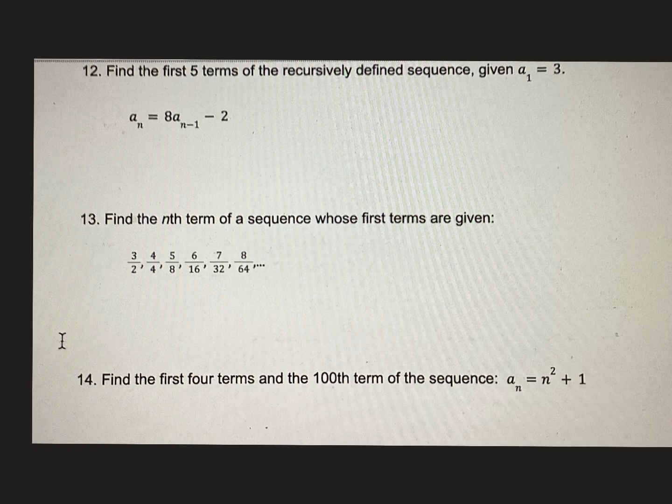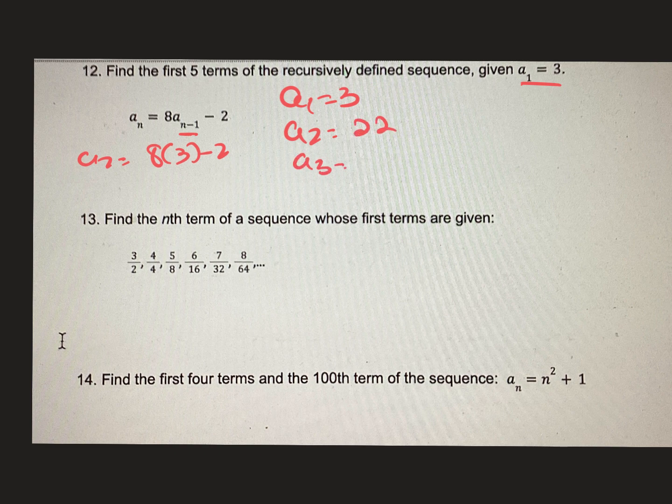All right, 12. Find the first 5 terms of this one, of the recursive. Okay, so they're telling you a1 is 3. That's a big deal. That's the first term. The second term, remember, recursive, you use your previous term. The a(n-1) is the previous term. So I'm doing 8 times the previous term, which in this case is 3, because I'm trying to find the second term, minus 2. 8 times 3 is 24, minus 2, 22.